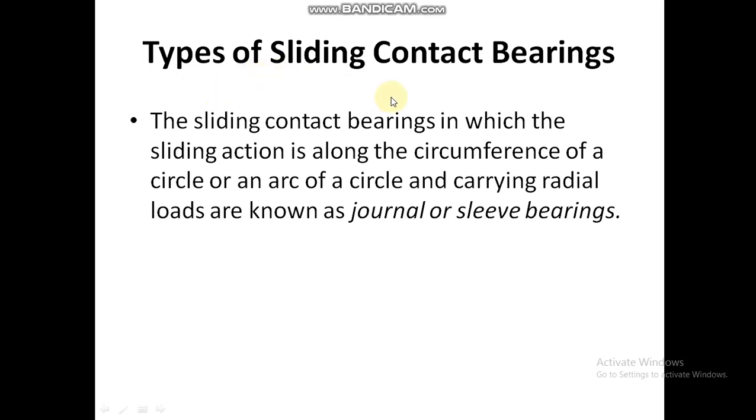Types of sliding contact bearing. Now, in this slide, we will discuss the sliding contact bearings. Rolling contact bearings we will discuss in the upcoming videos. The sliding contact bearings in which the sliding action is along the circumference of a circle or arc of a circle and carrying the radial loads are known as journal or sleeve bearings.